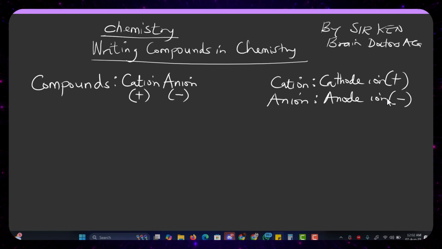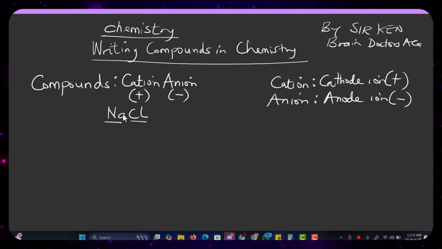Now, coming to the compound that we have, how do we write compounds in chemistry? As I said before, every compound contains two things: the cation and the anion. The cation is written first, followed by the anion, which is a negative ion. So when you have something like sodium chloride, for instance, it contains two elements, and the two elements are sodium and chlorine.